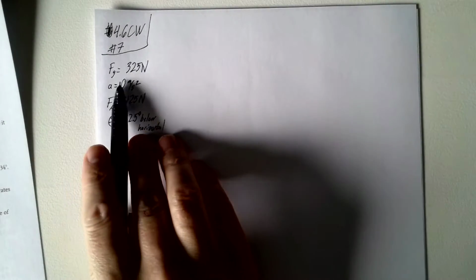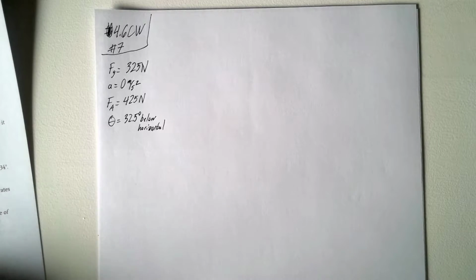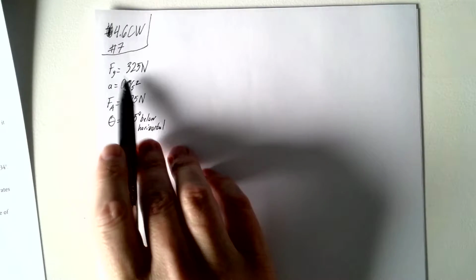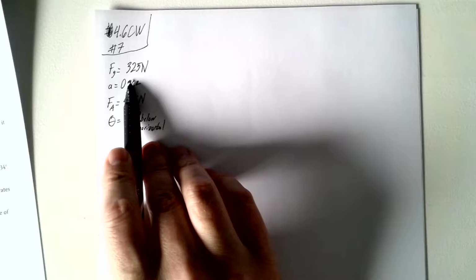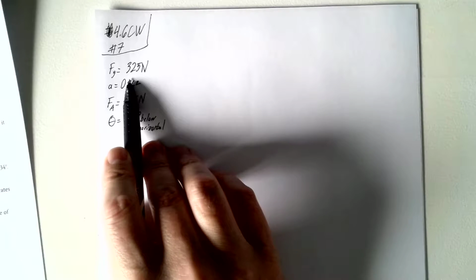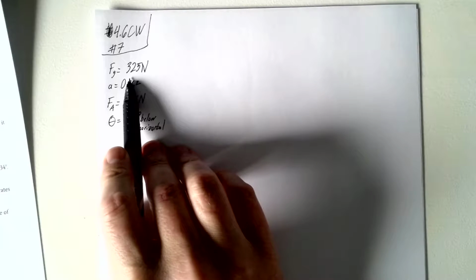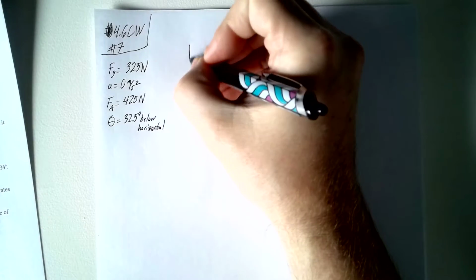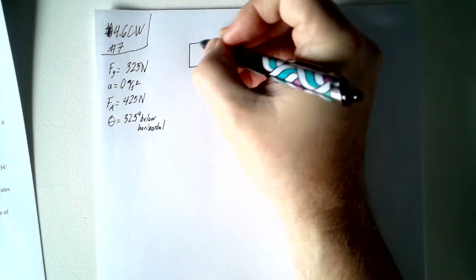So here are our givens. It says it weighs 325 newtons, so our Fg here is automatically 325. We don't have to figure out Fg since it says it weighs that much. That is what the force of gravity is. Alright, so free body diagram. First step we do every time.